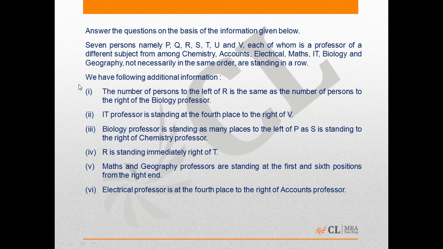This is a problem which is based on arrangement. There are 7 professors P to V, each of whom is a professor of different subjects from among chemistry, accounts, electrical, math, IT, biology, and geography, not necessarily in the given order, are standing in a row, and some additional information are given below. First statement states the number of persons to the left of R is the same as the number of persons to the right of biology professor. We cannot use this information at this juncture as we do not have any reference point.